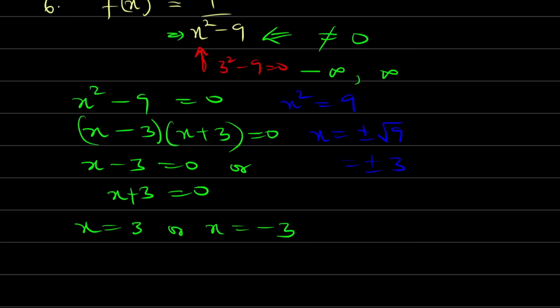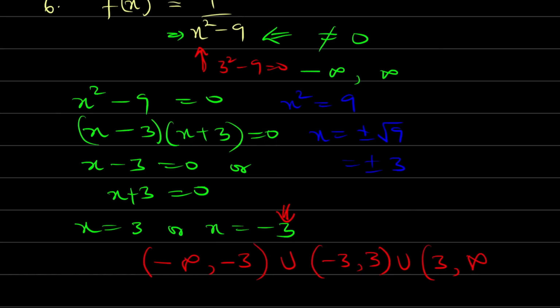By interval notation, it will mean that our final answer is simply all values of x from negative infinity to minus 3, then union minus 3, 3, then union from 3 to positive infinity. This is our final answer.